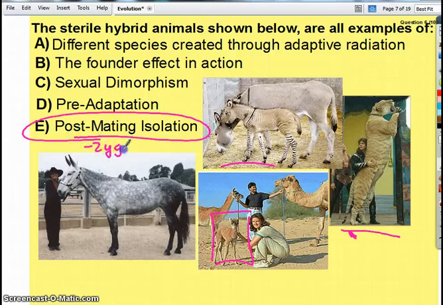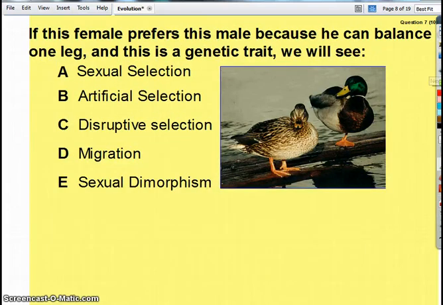Sometimes you'll also see, I think in the PowerPoint, I used post-zygotic isolation, meaning after this, there's a problem after the zygote forms. A zygote can form, but at some point after that, we still don't see their gene pools mixing. If this female prefers the male because he can balance on one leg, and this is a genetic trait, we will see sexual selection or non-random mating. And therefore, the females pick these males, and over time, because these males pass on their genetic trait to more offspring, we see a shift in Hardy-Weinberg equilibrium. This would probably be directional selection.